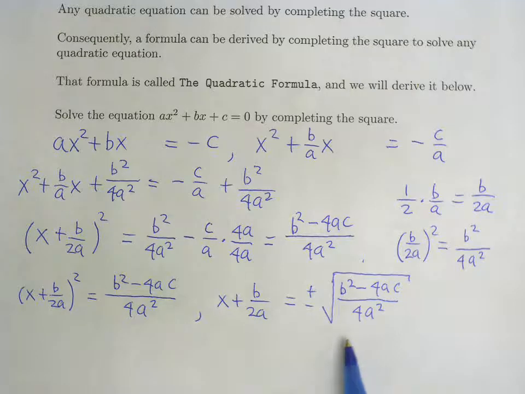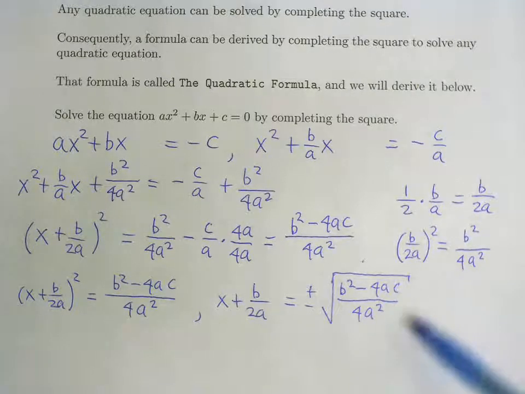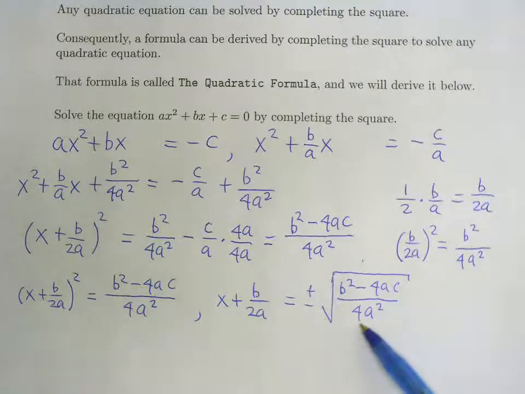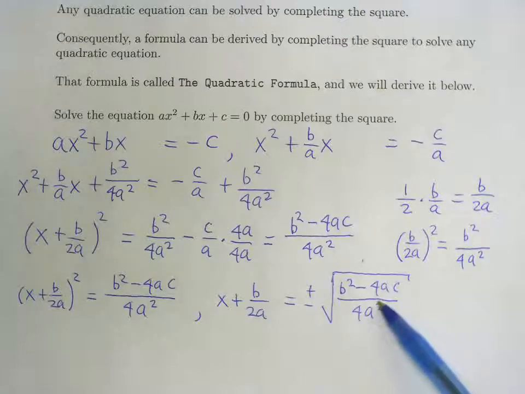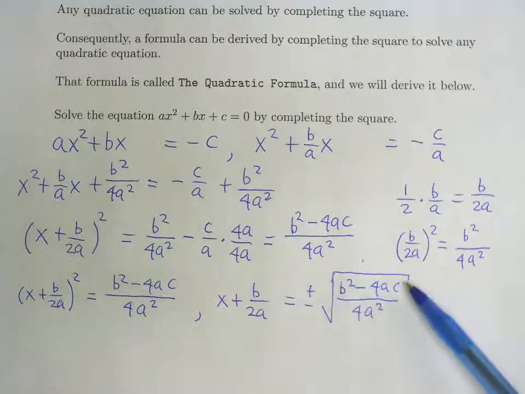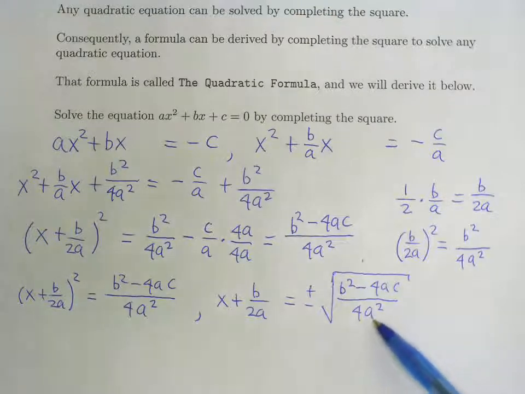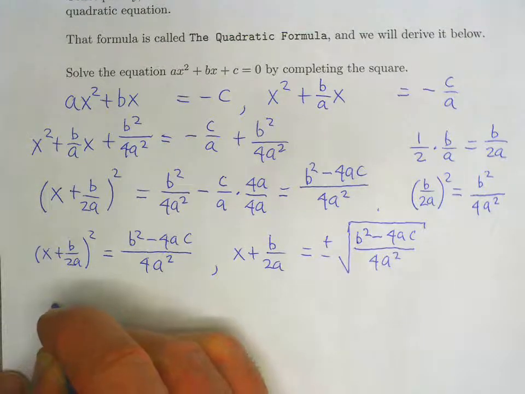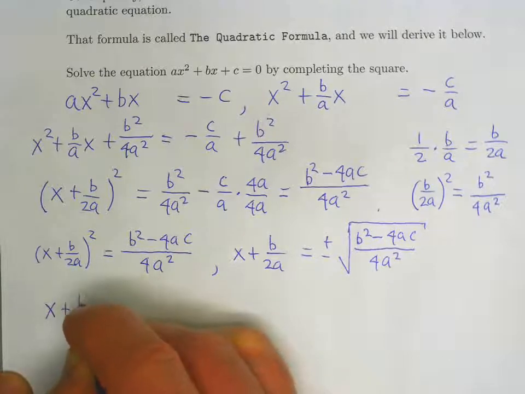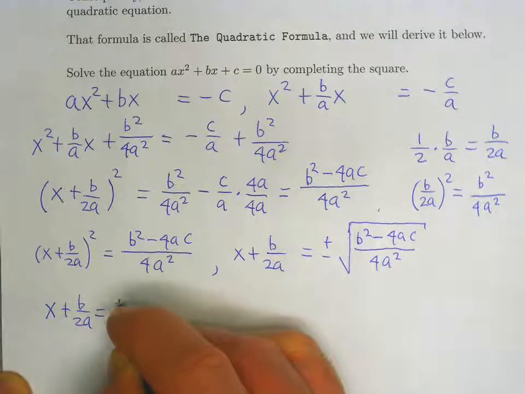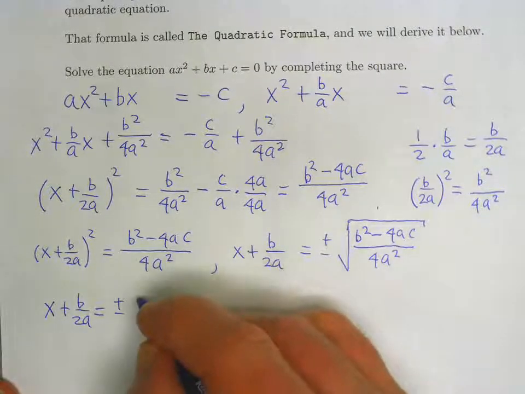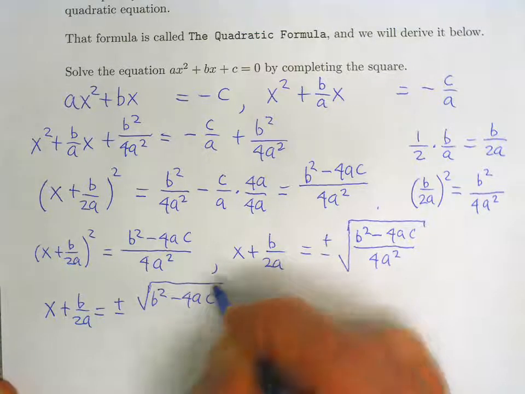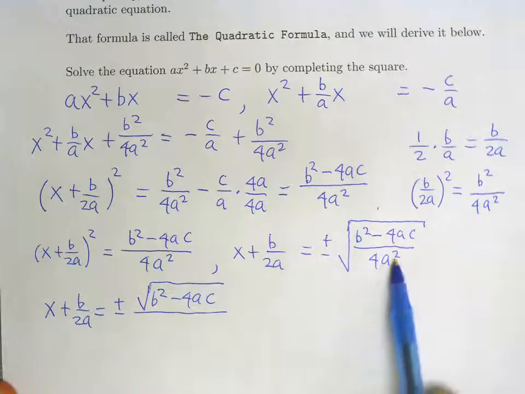Okay, on the right-hand side, notice the square root of that entire fraction, b squared minus 4ac over 4a squared. We have a perfect square in the denominator, so we can simplify the square root of b squared minus 4ac over 4a squared. I'll do that in the next step, so I'll just leave the left-hand side the way it is for now. X plus b over 2a equals positive and negative, in the numerator, the square root of b squared minus 4ac. And in the denominator, the square root of 4a squared is just 2a.